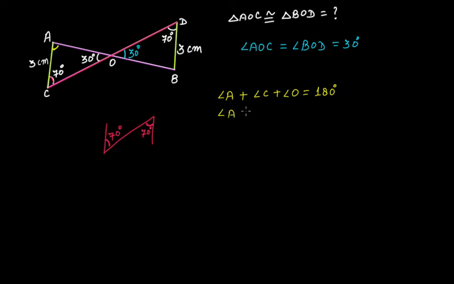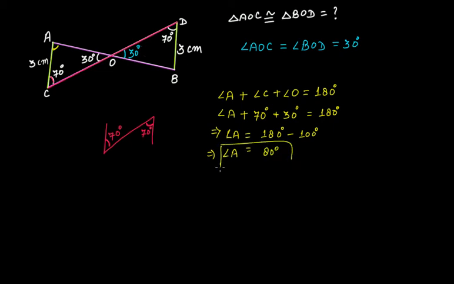Therefore angle A plus angle C is what? 70 degrees. Angle O is what? 30 degrees, and this is 180 degrees. So angle A will be equal to 180 degrees minus 100 degrees. This will give you angle A as 80 degrees. So this is 80 degrees. Now the same thing will be done here also, 30, 70, therefore with the same calculation, angle B will also be equal to 80 degrees.